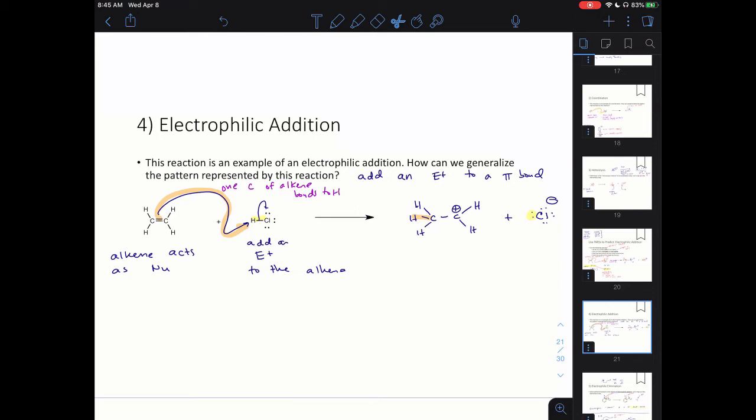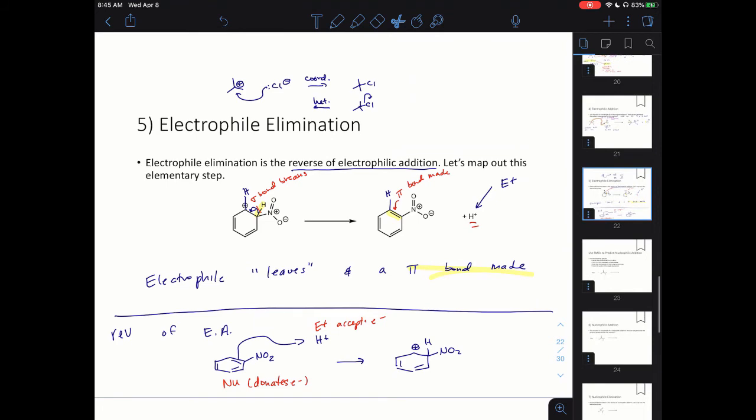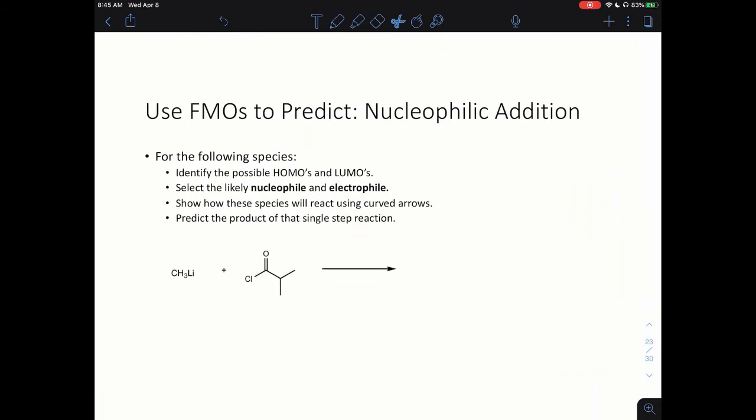And then just like heterolysis was the reverse of coordination, we said, hey, well, the reverse of electrophile addition is electrophile elimination. And so we saw that. You can handle it. And now we're going to predict our 6th elementary step here. So this will be what? The 4th one we can predict based on FMO analysis.